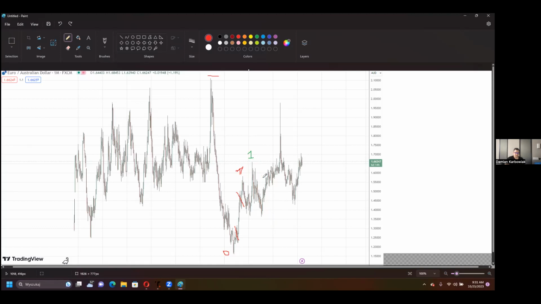When we say that the impulse has 5 waves and the correction has 3, when I see 5 waves right here, I'm trying to follow this rule. But anyway, after that, I will put my A here, go with the B right there and C right here. Correct? It's clear for you, or are you a little bit confused? Yes, it's clear.